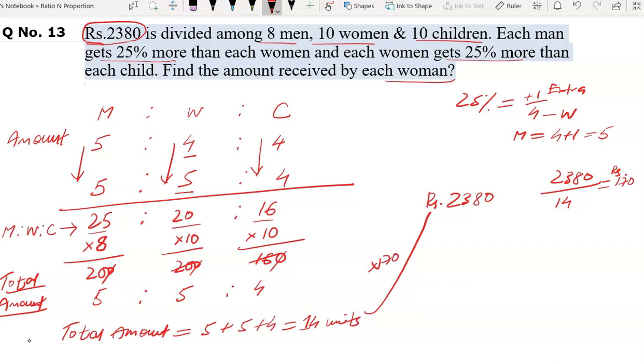Now in this question we need to find the amount received by each woman. And the total amount received by the women is how much? Total amount is 5 units. So total amount for how many women? For 10 women is how much? 5 units. So 5 into 170. Now we need to find the amount received by each woman. So each woman will be how much?